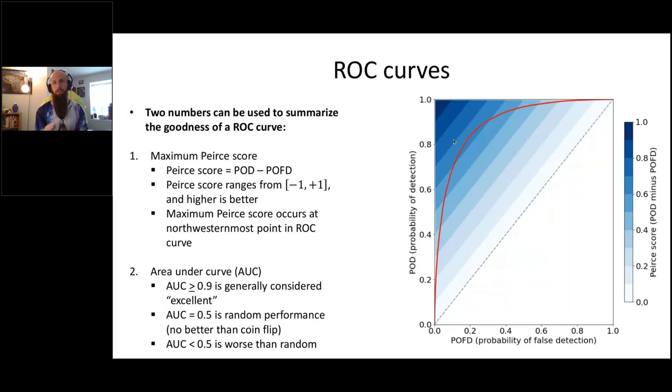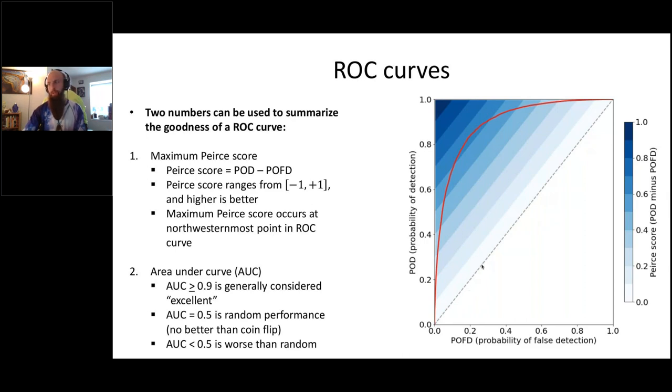Another way to summarize how good a ROC curve is to look at the area under the curve. So you integrate using the trapezoid rule or Simpson's rule or whatever your favorite rule is to figure out the area under this thing. And the area under the curve can vary anywhere from 0 to 1. So if your curve follows this dashed x equals y line, that means your AUC is 0.5. And that actually means that your model is no better than a random predictor. So you would literally do just as well flipping a coin.